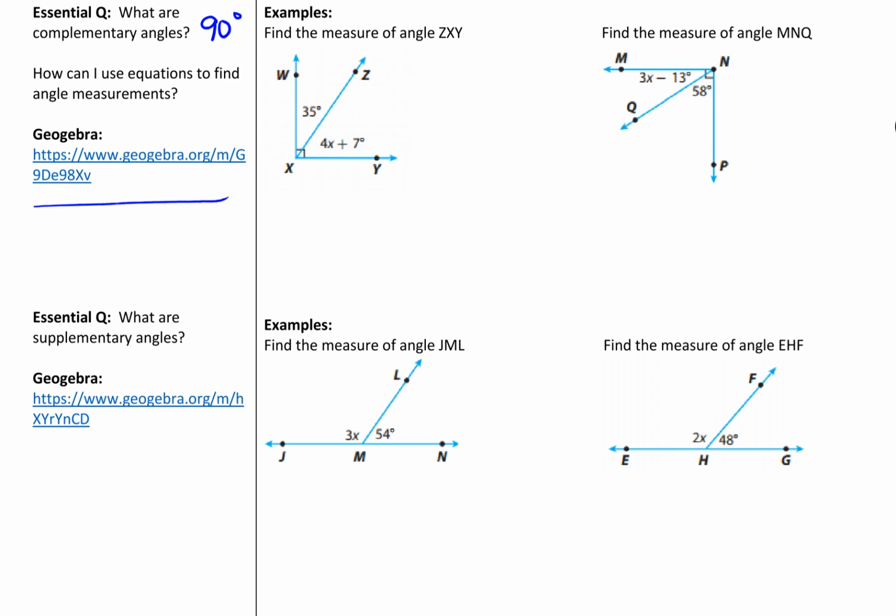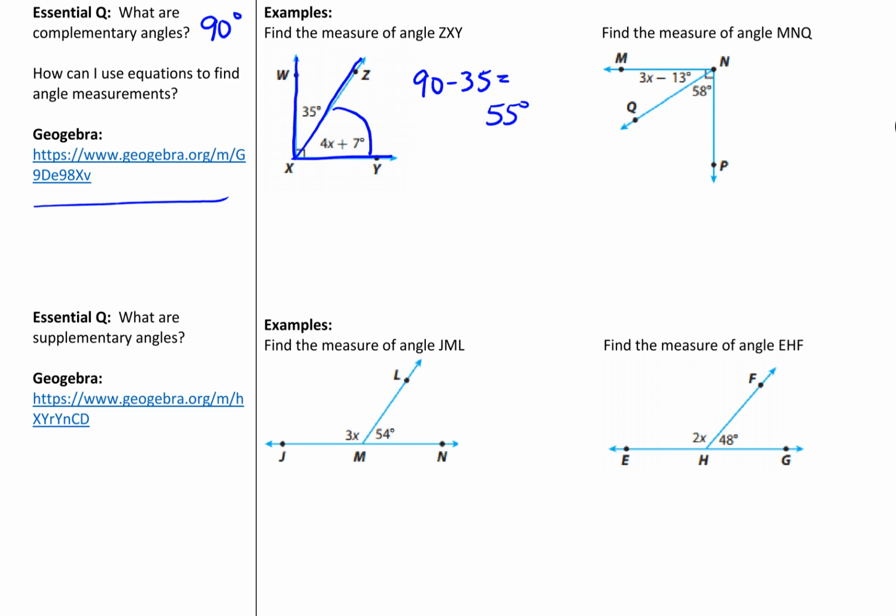So here I want to find the measure of ZXY. Now we know that these two angles will add up to 90 degrees. So you could easily figure out what ZXY is just by doing 90 minus 35, and that equals 55 degrees.